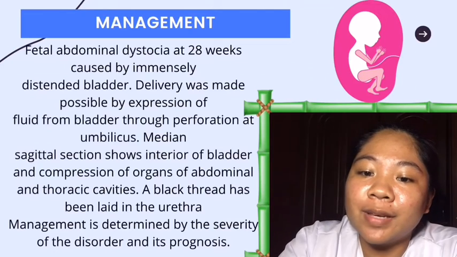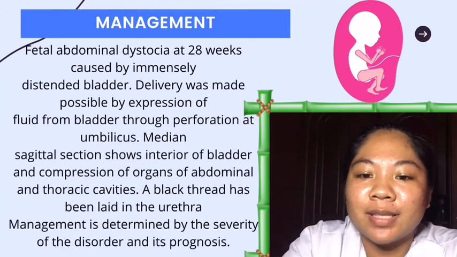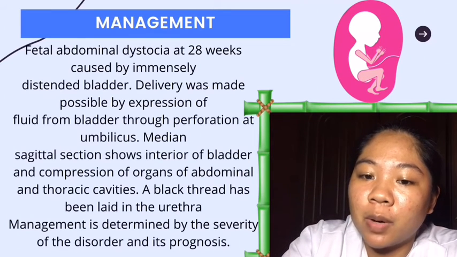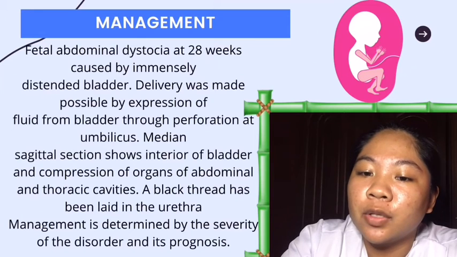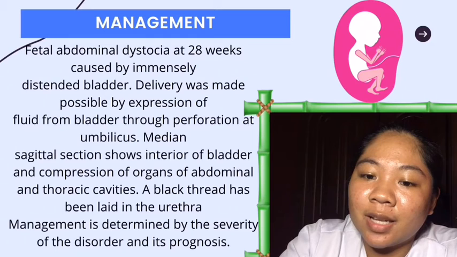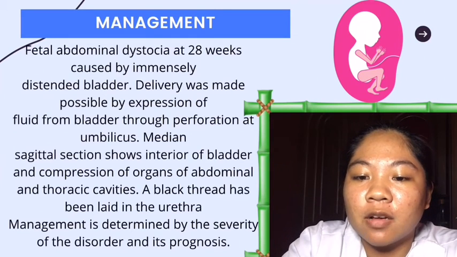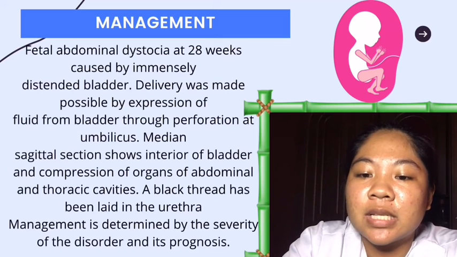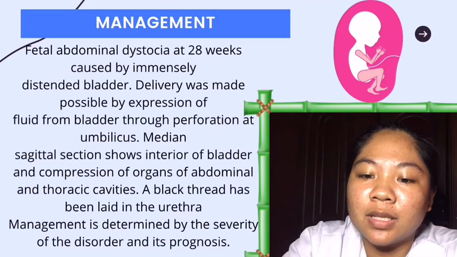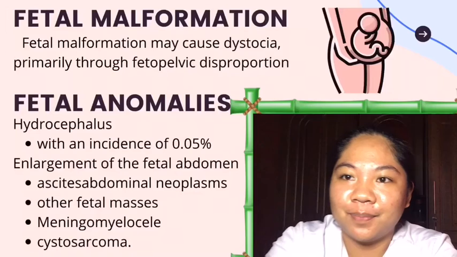Management. Fetal abdominal dystocia at 28 weeks caused by an immensely distended bladder. Delivery was made possible by expression of fluid from the bladder through perforation at the umbilicus. Median sagittal section shows interior of bladder and compression of organs of abdominal and thoracic cavities. A black thread has been laid in the urethra. Management is determined by the severity of the disorder and its prognosis.